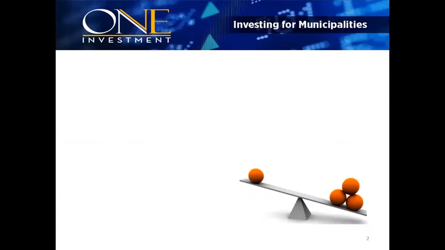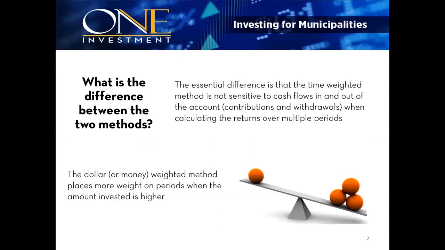Great. Thank you very much, Warda. So there are two primary methods that people can use to evaluate investment performance. One is a time-weighted method, and the other one is a dollar or money-weighted method. Dollar, of course, is particular to North American countries, but it could be a euro-weighted method if you're over there. So what is the difference between the two methods, and why might you pick one over the other?